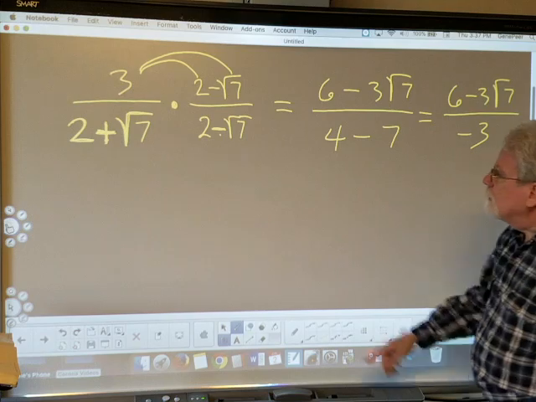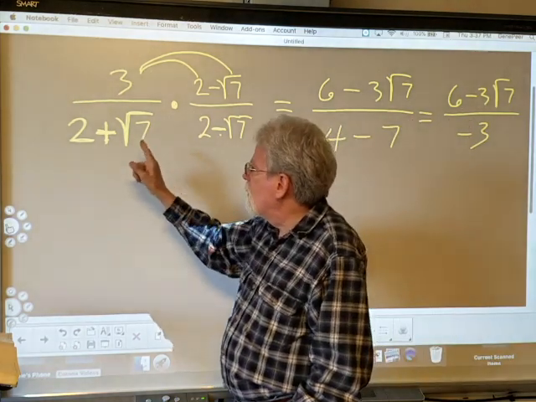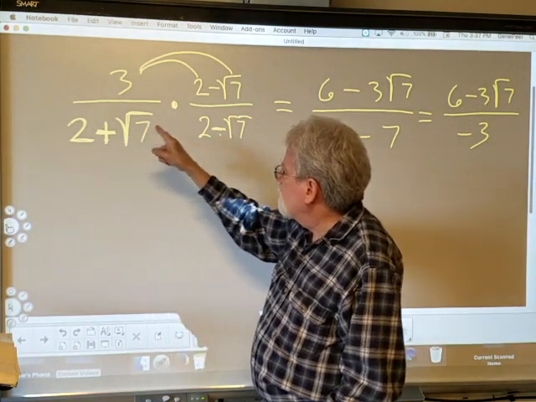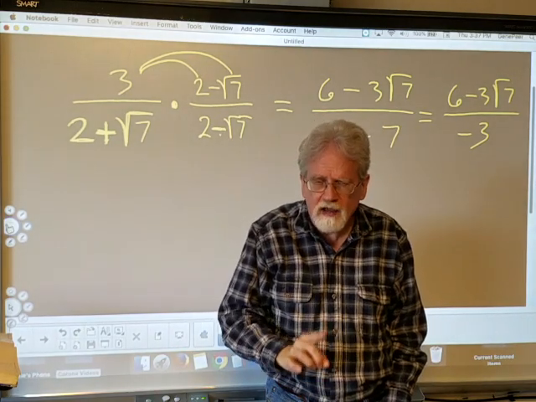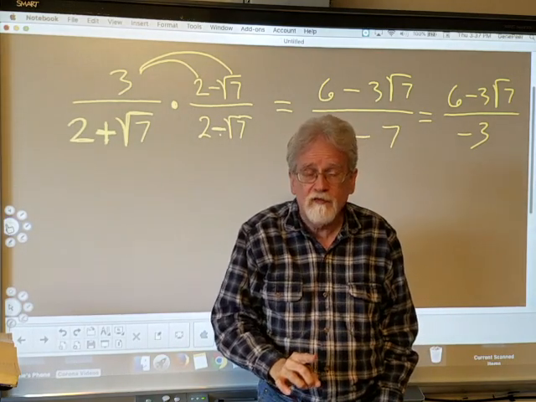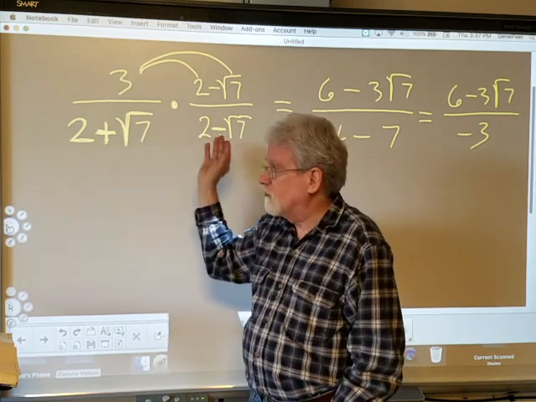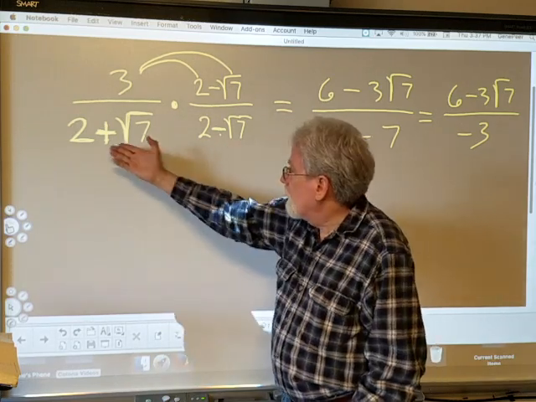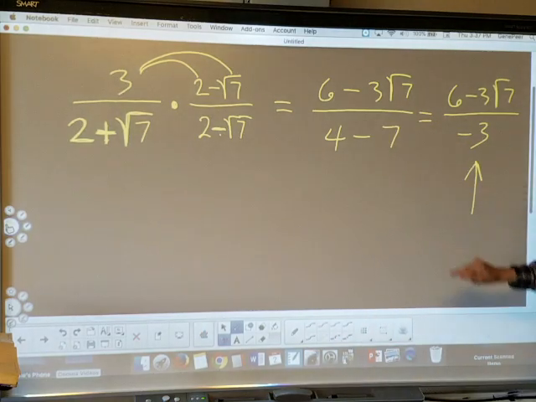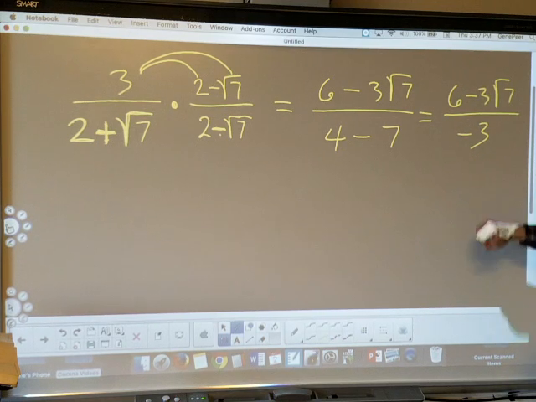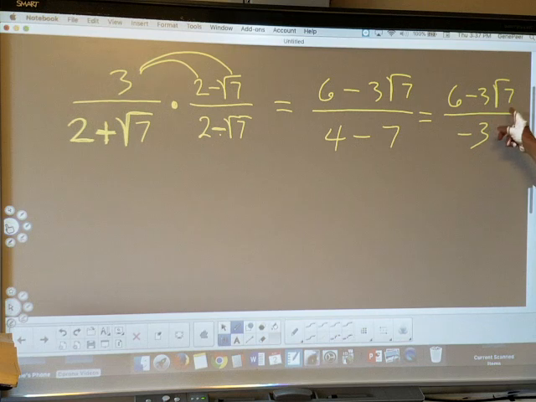Why? Because every time you ever multiply one of these guys by its conjugate, the radical signs will always, always cancel out. That's what's special about conjugates. When you multiply two conjugates, your answer will always be rational. No more radical. You have rationalized the denominator. Now I say we're not quite done here because there's one last detail.